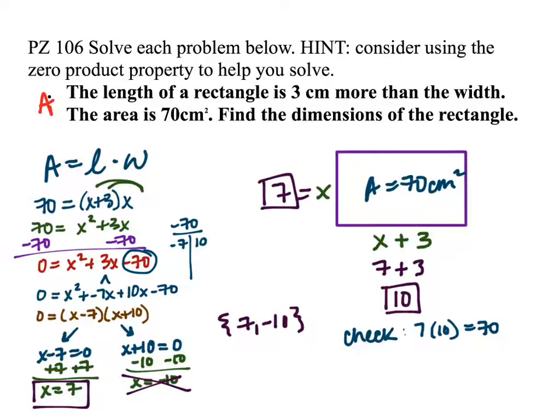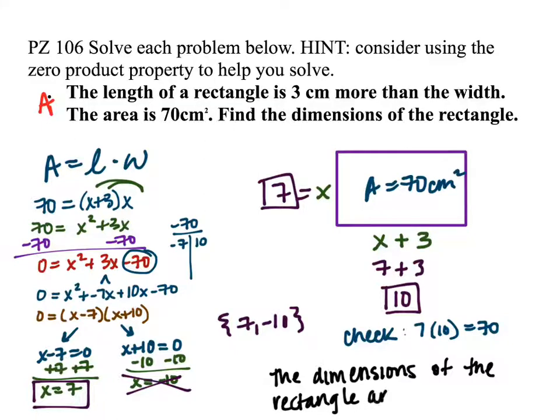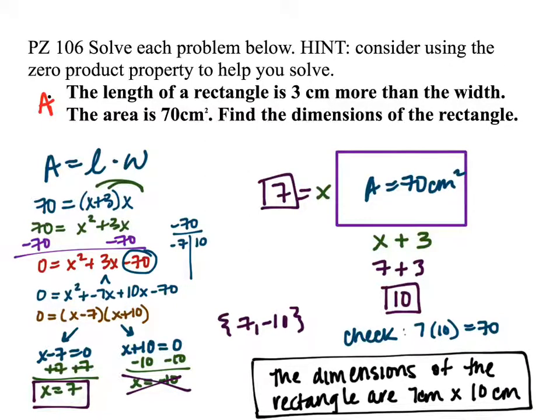So here I'm going to write a sentence to say the dimensions of the rectangle were 7. Let's get the rectangle. Are 7 centimeters by 10. Oops, let's make that look like 10 centimeters. Excellent. So now we've got this concept going, and we are going to head to the next one.